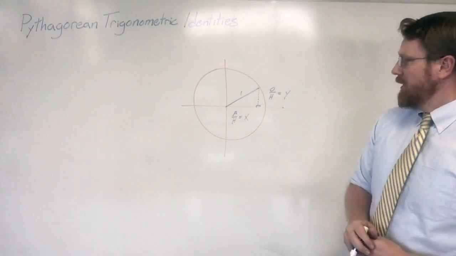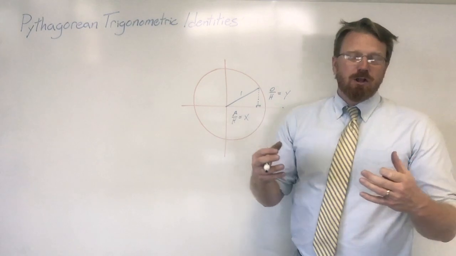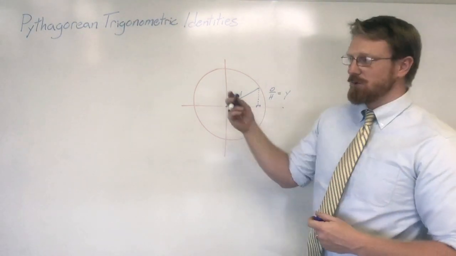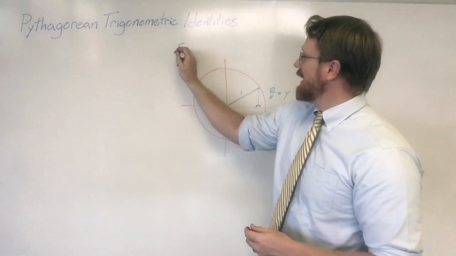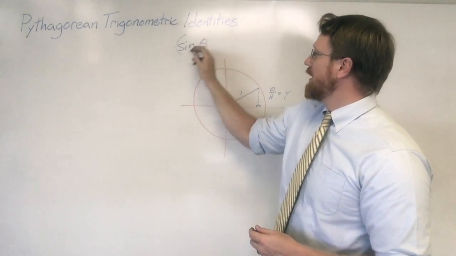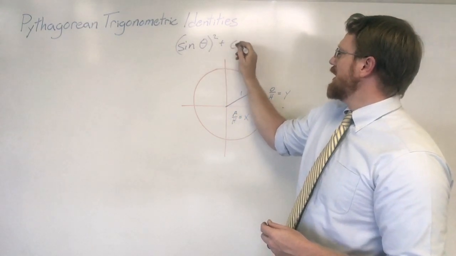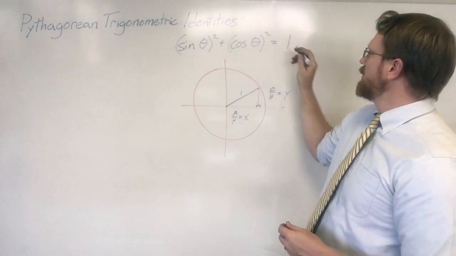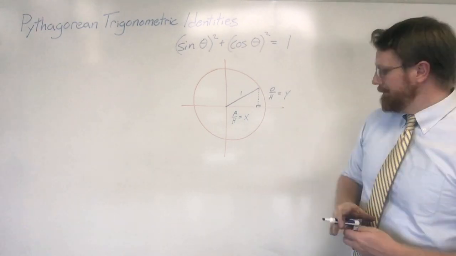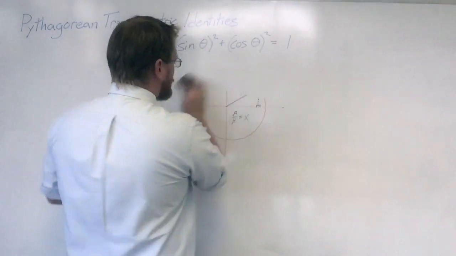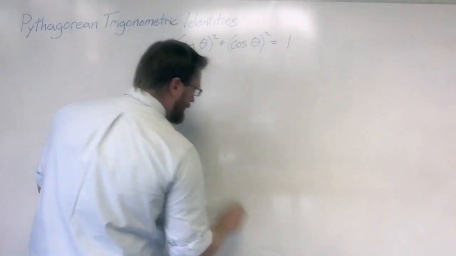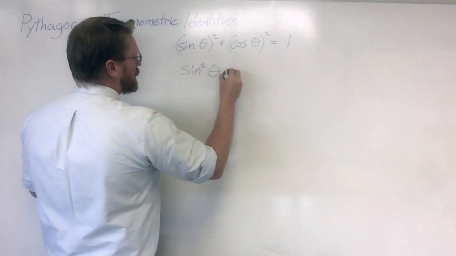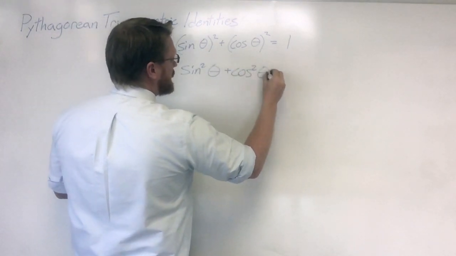Hypotenuse of 1. The Pythagorean theorem tells us the relationship between the three sides of a triangle: the legs squared, summed together, should equal the hypotenuse squared. In this case, that's going to look like sine theta squared plus cosine theta, the same angle, squared, should equal the hypotenuse squared. 1 squared is 1. Now, they don't usually write it with all those parentheses. That's how you would plug it in a calculator, but you'll see it more often written as sine squared theta plus cosine squared theta equals 1.